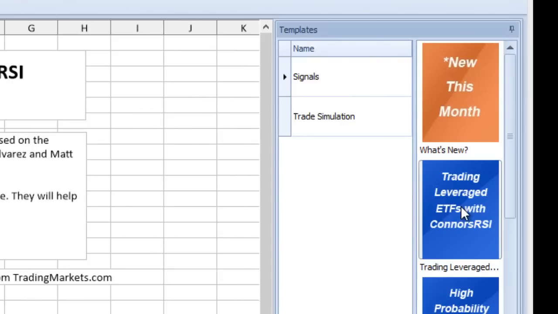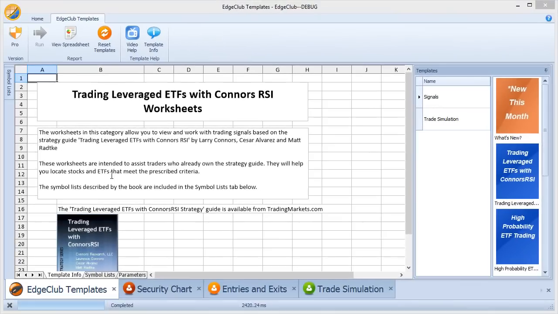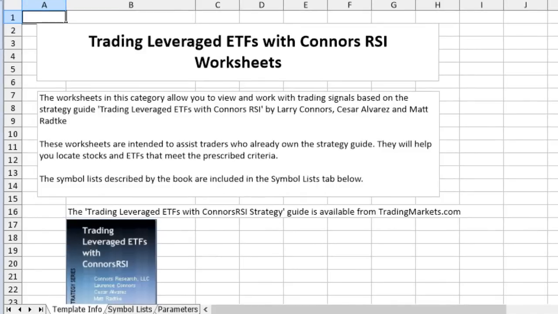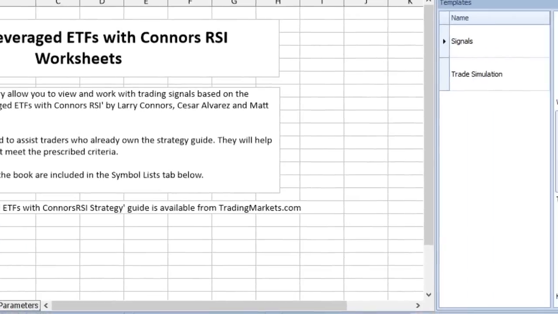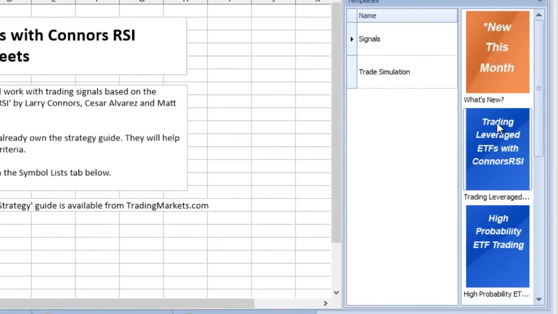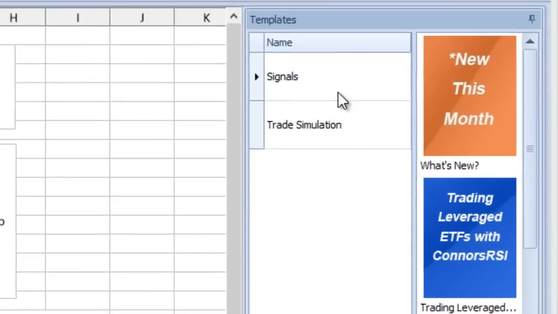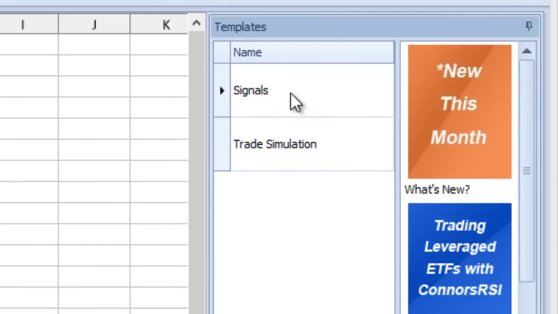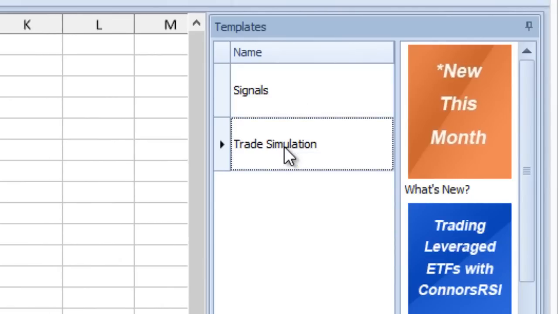That is the category, and the category is displaying the information for that category, which is talking about what the strategy is, where to get the strategy guide if you don't already have it. And then just slightly to the left of that blue box, we can see the actual templates that are part of this strategy. There are two templates. There's a signals template and there's a trade simulation template.